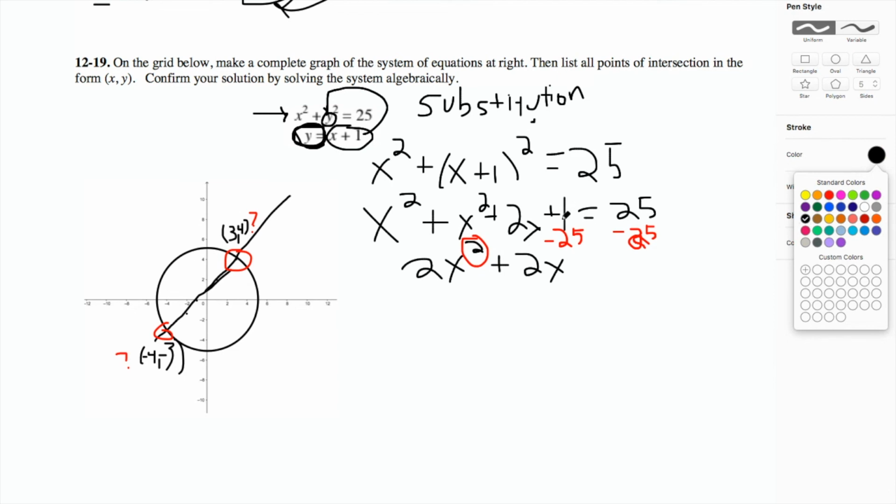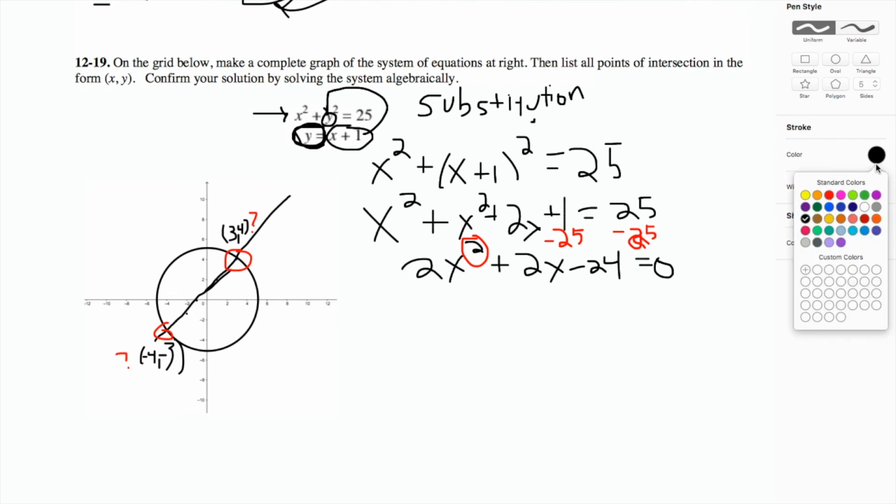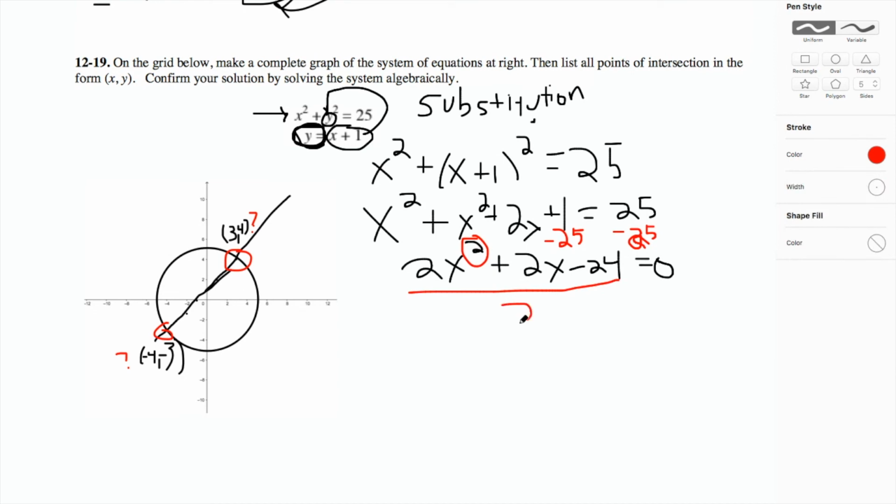So I got positive 1. I'm subtracting 25 from it. That's going to mean negative 24. And this is equal to 0. So at this point, I'm going to see if this is factorable. Well, there's one thing that I can do to make my life easier here, and that's I can divide both sides by 2. I notice here that 2 is a common factor of all 3 terms here. 2x squared plus 2x minus 24. 2 goes into all those.